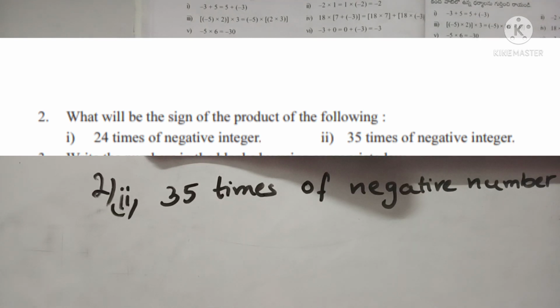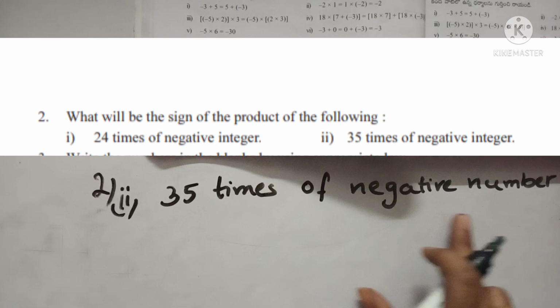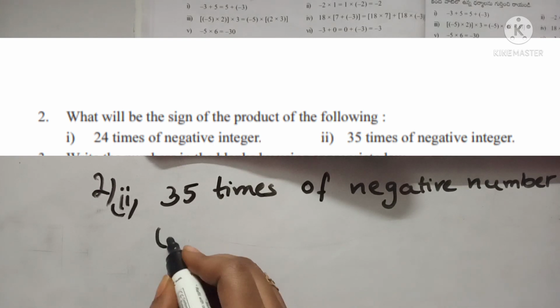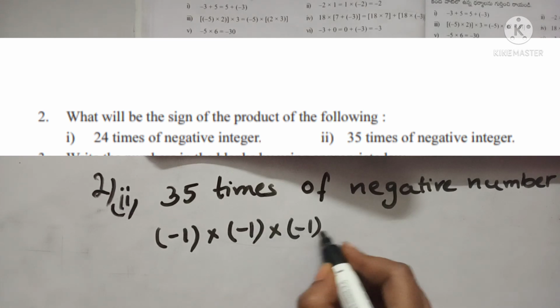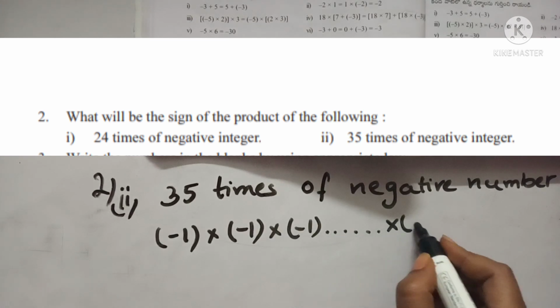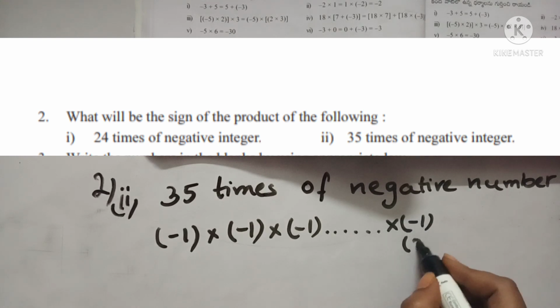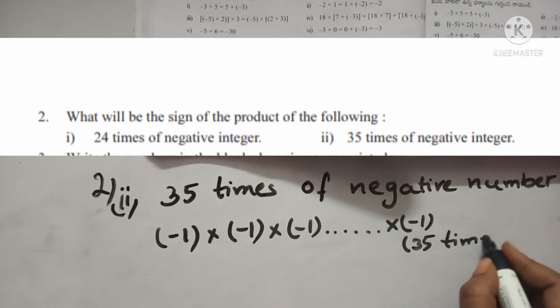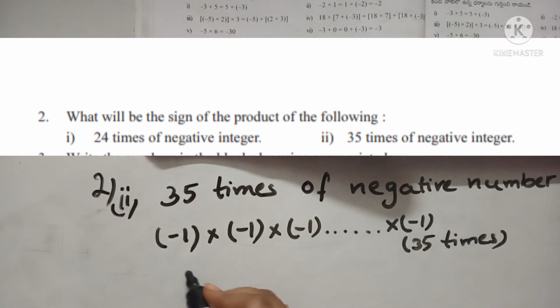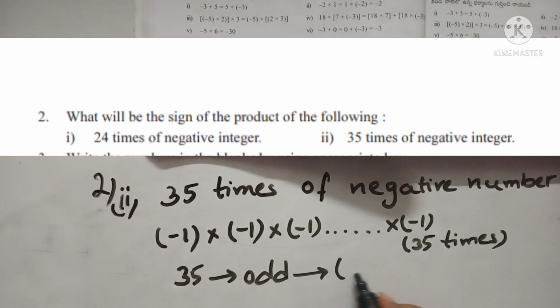Now the second question is 35 times of negative number. So we are multiplying minus 1 per 35 times. Minus 1 into so on into minus 1. How many times? 35 times we are multiplying. So 35 is even or odd? Yes, it is odd number. 35 అనేది odd number. So the sign is negative. So minus sign వస్తుంది మనకి. ఓకేనా ఆన్సర్? Understood?